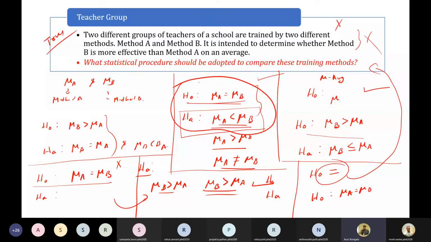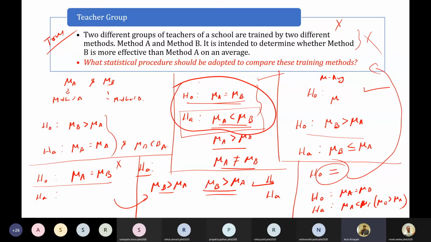If they are not effective, then we need to check whether method B is effective over method A or not. For that, I need to frame the alternate hypothesis as either mu A less than mu B, or mu B greater than mu A; both are the same. In any way you can frame the alternate and null hypothesis, and you should be able to test that.